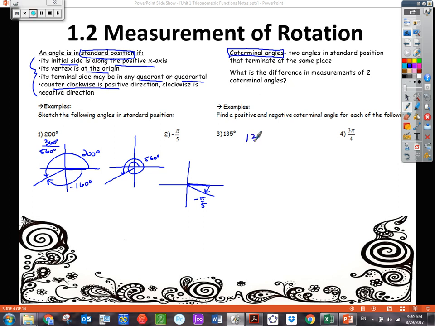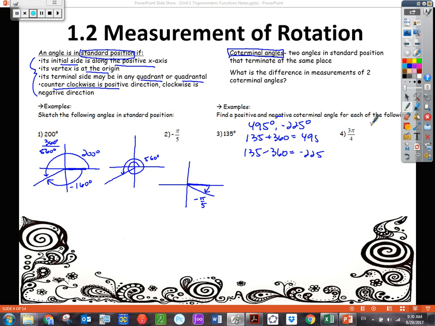Okay, not bad. So what do we do? We take the 135 and we add 360 to it, which gives us 495. So that's our positive coterminal angle, so 495 degrees. Then our negative coterminal angle, what do we do? We take the 135 and we subtract 360, and that gives us negative 225. So negative 225 is our negative coterminal angle. Okay, how's that? Not bad, right?